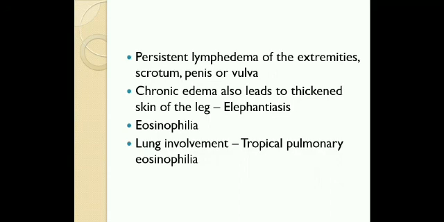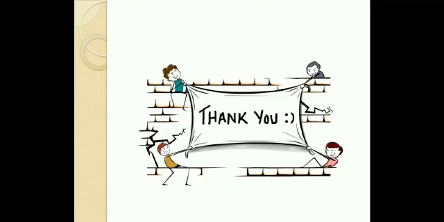And the person will also have eosinophilia. Eosinophilia means there is an increased number of circulating eosinophils in the blood. And in some persons, there can be lung involvement also. They have symptoms of asthma and chronic cough, which is associated with eosinophilia. So that is known as tropical pulmonary eosinophilia.